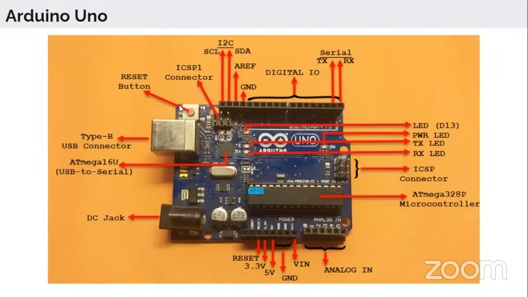Then we have a reset button here. Let's see the reset button later. Here you can see different pins. First of all, there are analog pins.